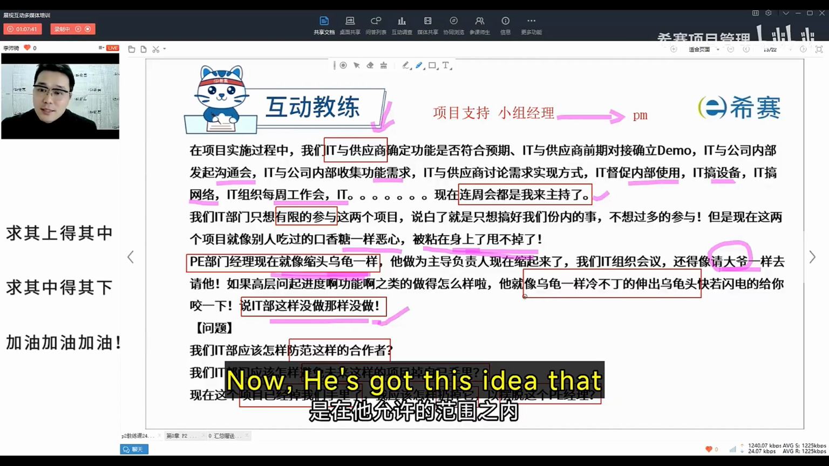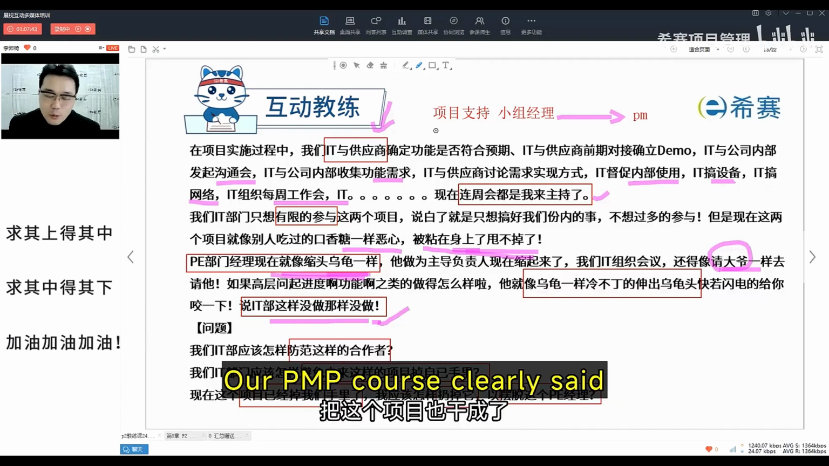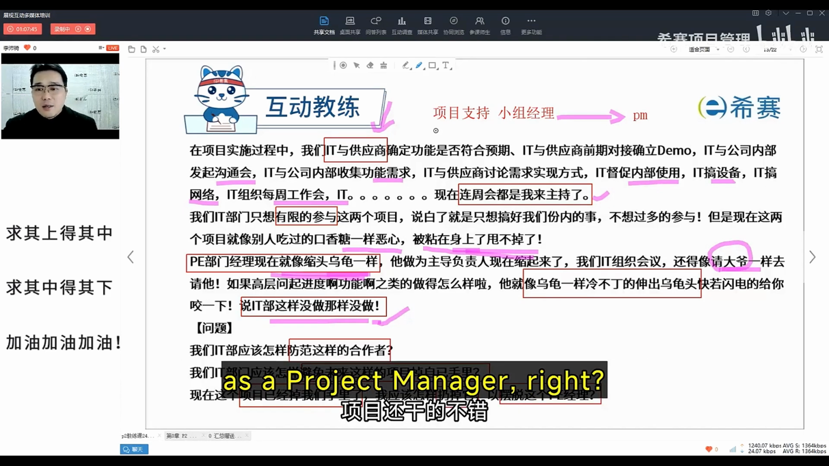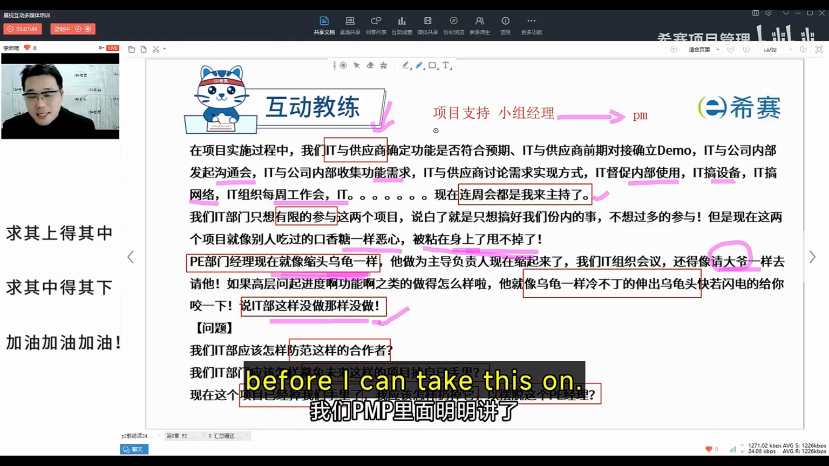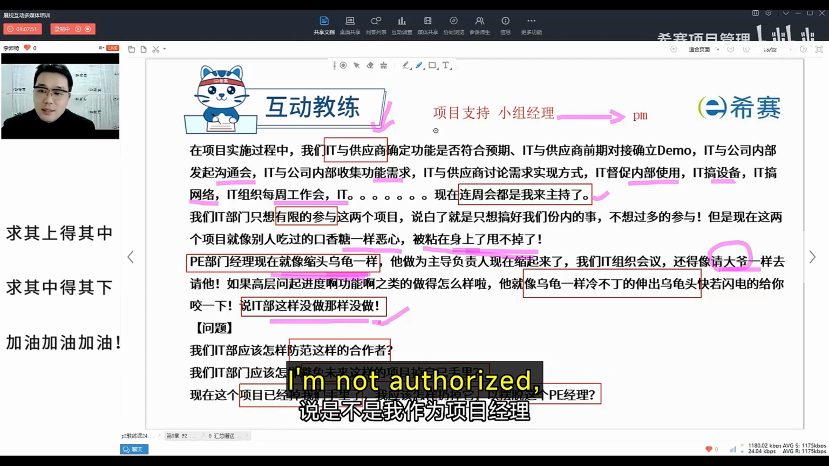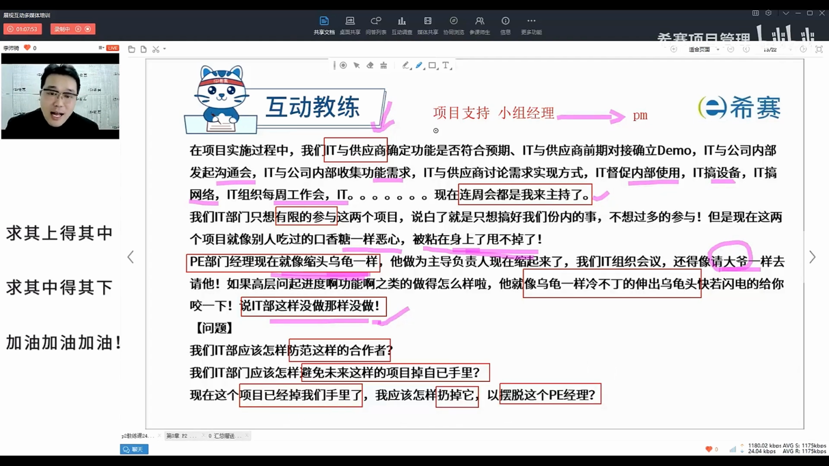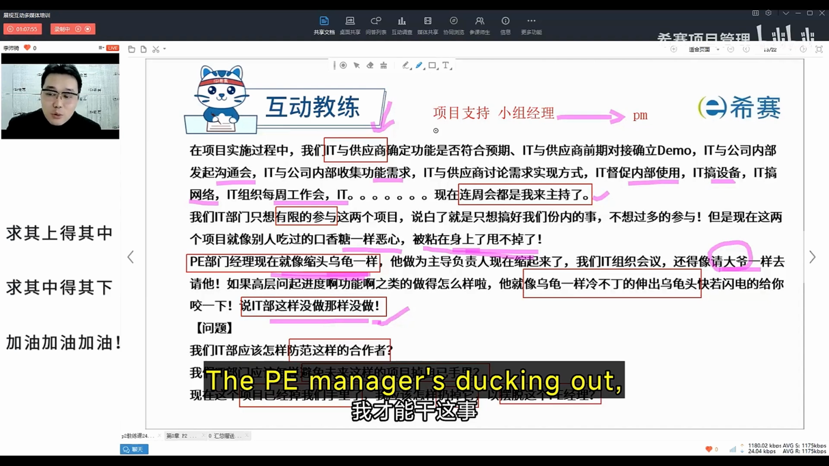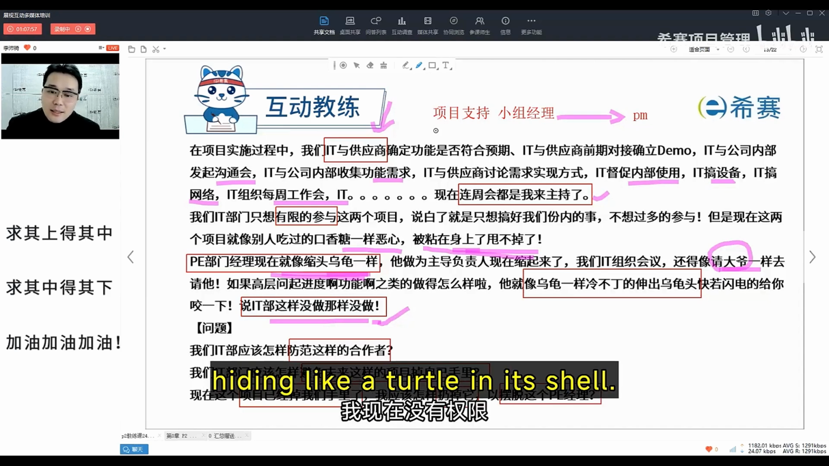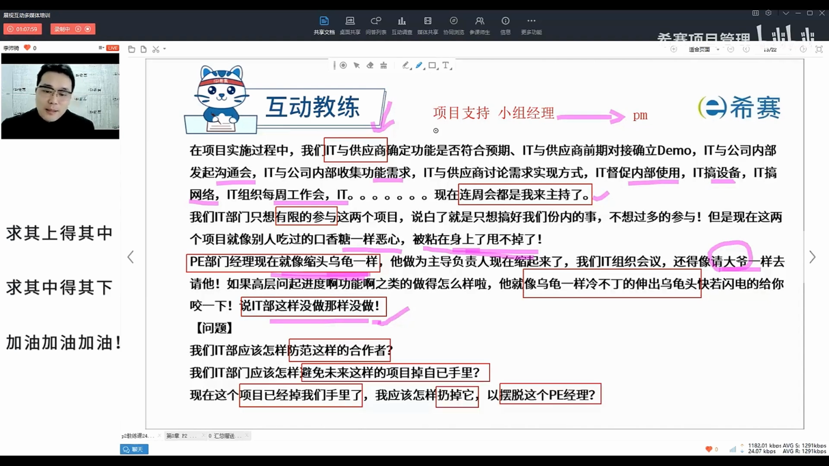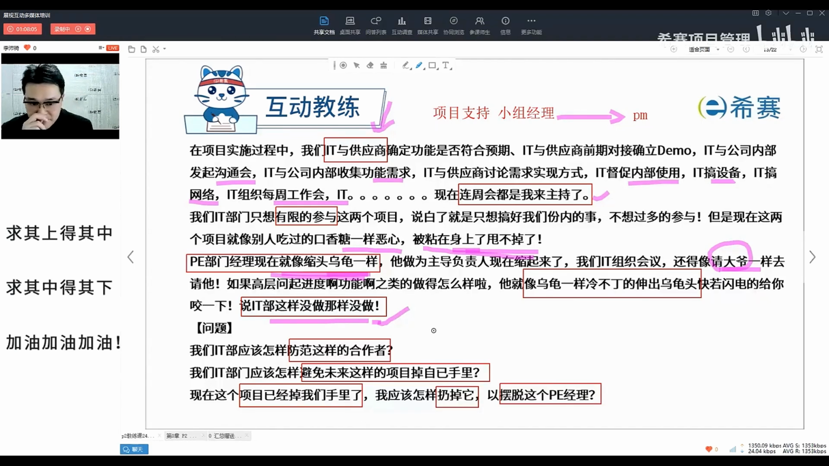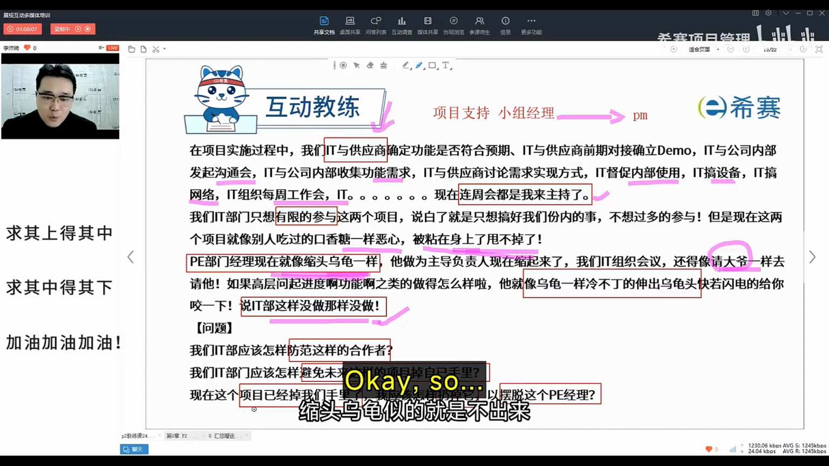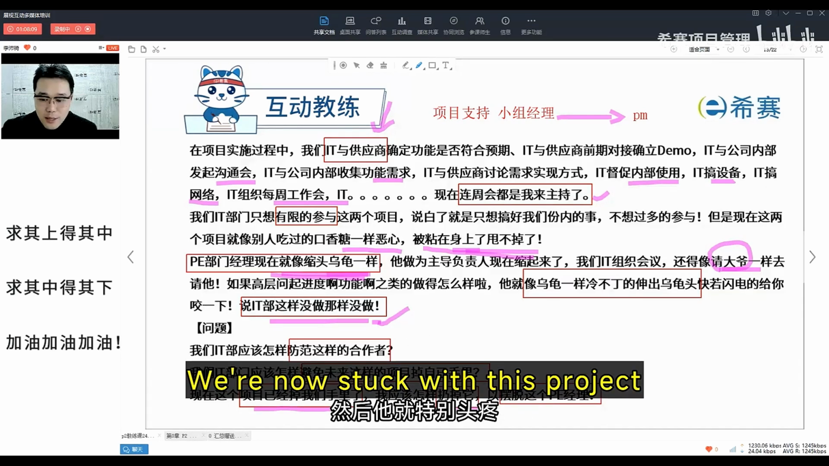Now, he's got this idea that our PMP course clearly said, as a project manager, I should get a project charter before I can take this on. I'm not authorized. But if I don't, who will? The PE manager's ducking out, hiding like a turtle in its shell. It's driving him nuts. So, what's his problem? Okay, so we're now stuck with this project.